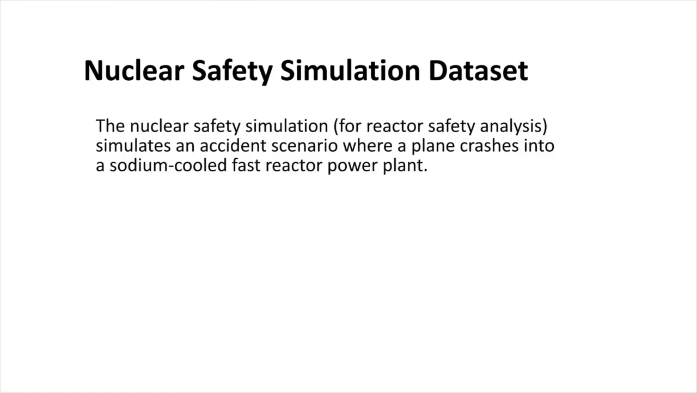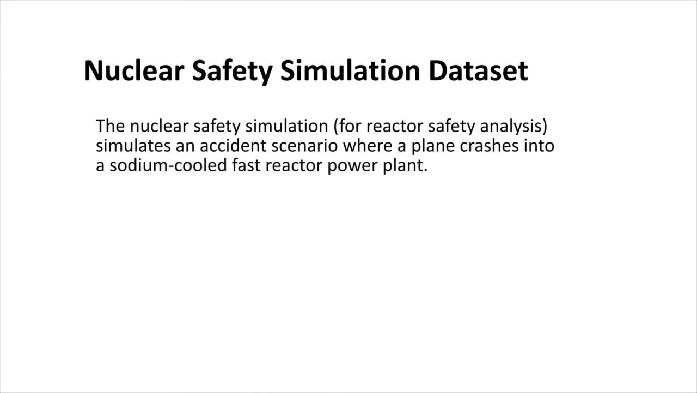We now move to a nuclear simulation dataset used for reactor safety analysis. It simulates an accident scenario where a plane crashes into a sodium-cooled fast reactor power plant, inhibiting its cooling capabilities. A recovery crew then arrives at the site and attempts to re-establish the cooling, during which time the core temperature keeps increasing until the cooling system is fully recovered. If the reactor reaches a maximum temperature of 1000 Kelvin, the simulation is considered a system failure. Otherwise, it is a system success.